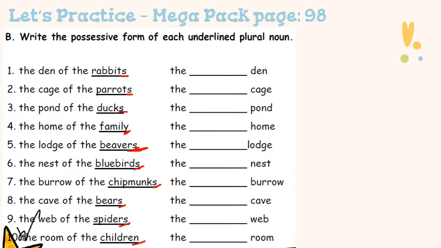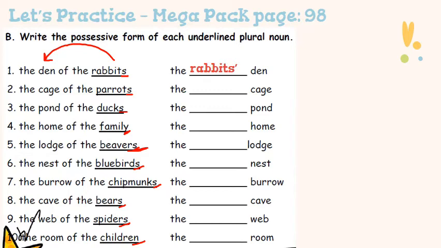So the den of the rabbits, the den is like the house. So we're talking about the rabbits' den. So see what we're doing? We're using the noun which is underlined in the beginning. So it becomes what? Rabbits' den. Where do I put the apostrophe? After the S, because this is a plural now.